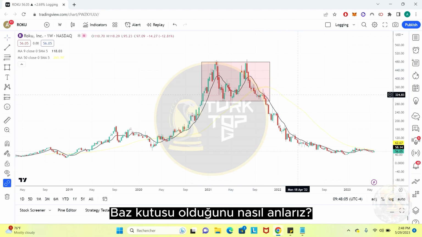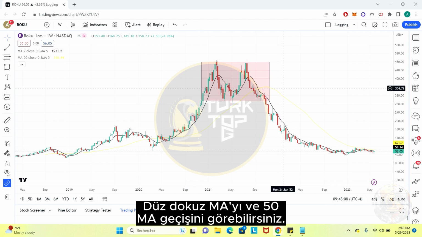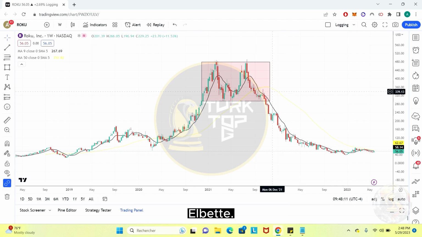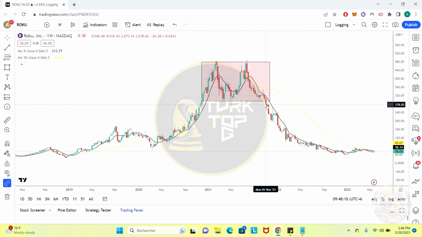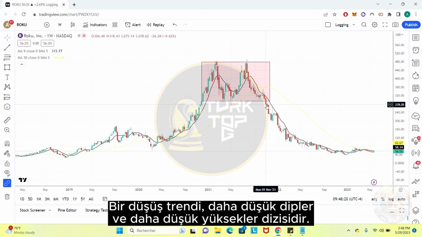How do we know it's a base box? You can see the flat 9 MA and the crossing 50 MA. All right, so when price would have broken down the box, we can anticipate a downtrend has started. Now, what is a downtrend? A downtrend is a sequence of lower lows and lower highs.